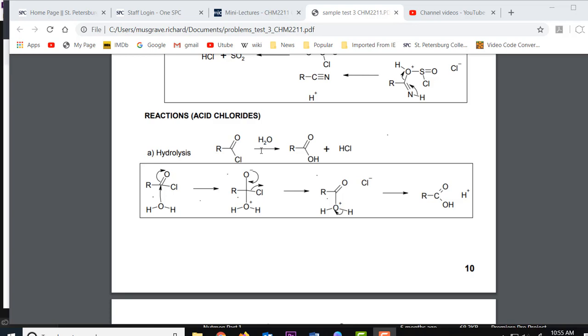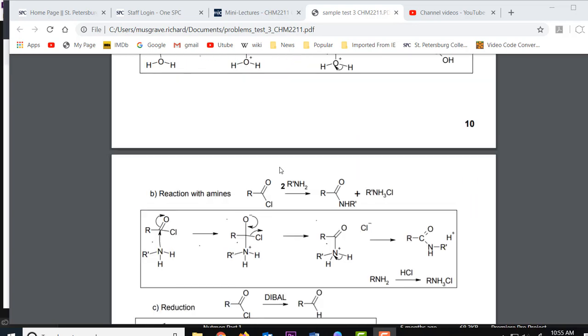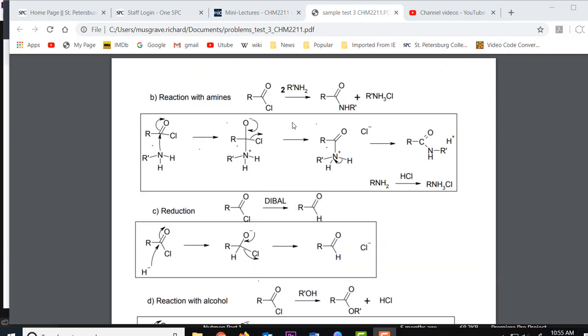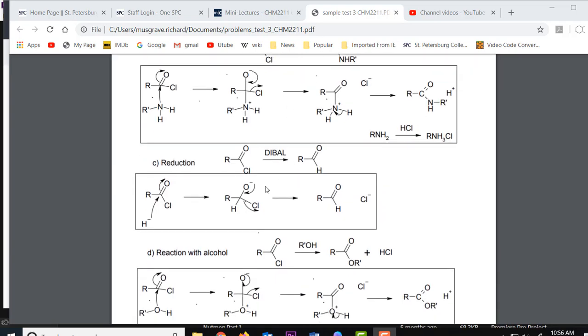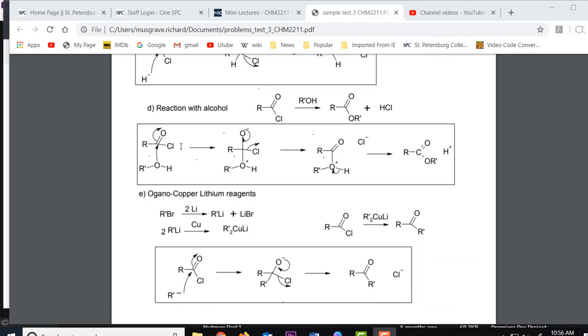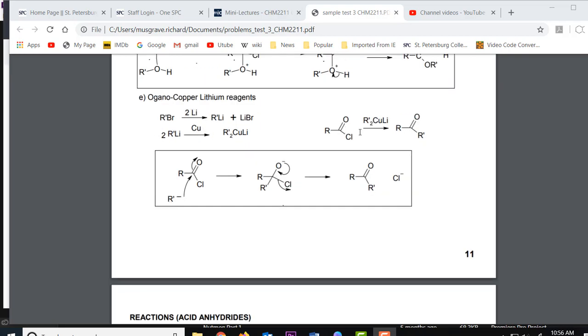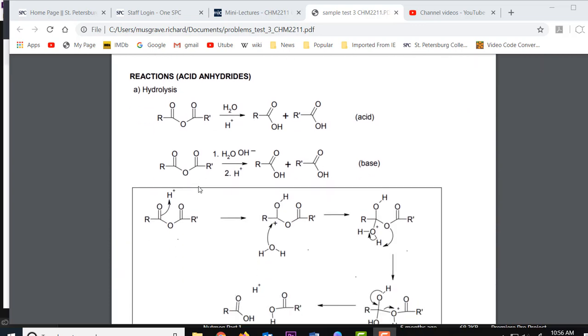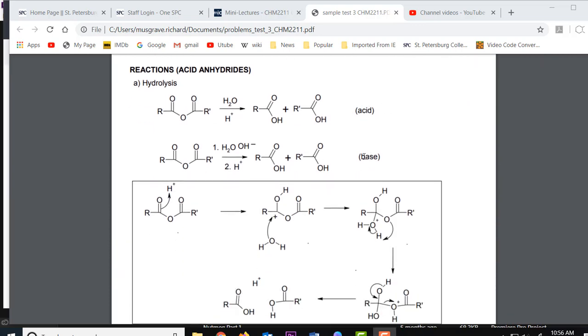Reactions of acid chlorides, the hydrolysis, this one's going to be neutral. Reaction with amines, that's going to be neutral as well. Diabel, that's going to be a basic mechanism. Reactions with alcohol, that's going to be neutral. Organocopper lithium reagents, that's going to be a basic type mechanism. This one here, the hydrolysis, will have an acid and a base.